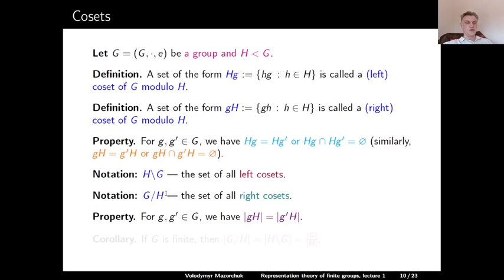Another property of cosets is that for any pair g and g prime of elements in G, the corresponding cosets gH and g primeH have the same cardinality. In particular, if G is finite, then the number of cosets G modulo H, both left and right cosets, is equal to the cardinality of G divided by the cardinality of H.